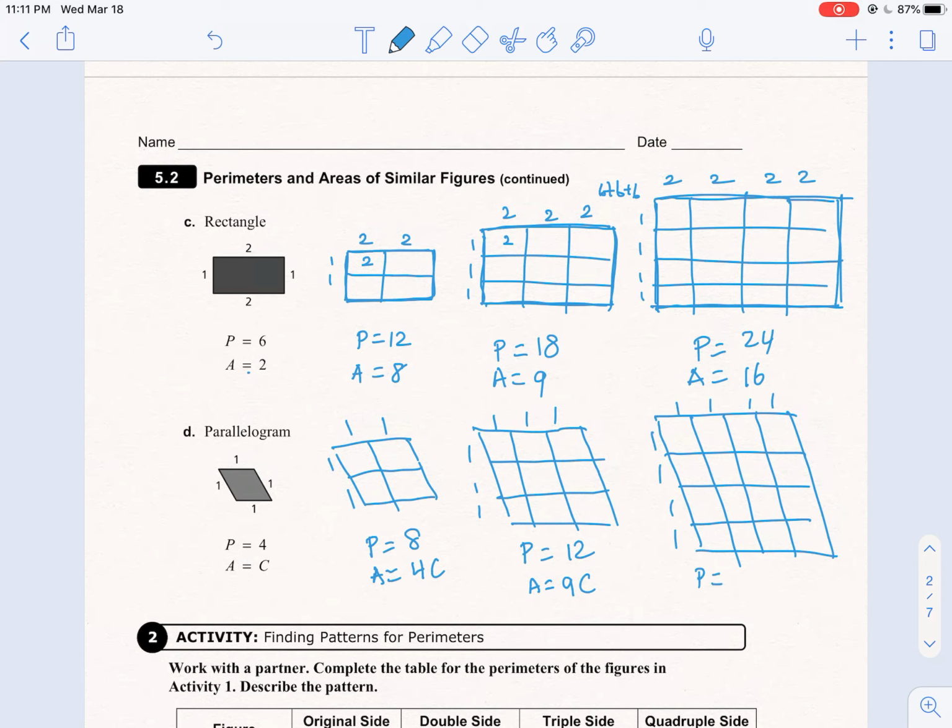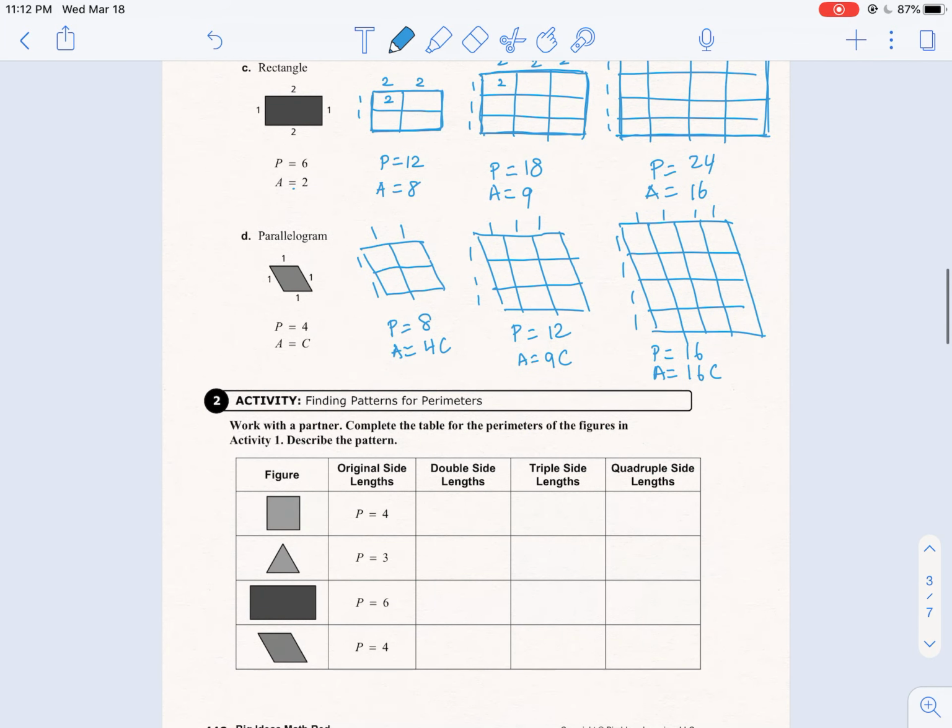1, 1, 1, 1, 1, 1, 1, 1. Perimeter is going to be 4 times 4. Area is going to be 16C. Okay, so you can see some sort of pattern here. And let's go ahead and organize it here.